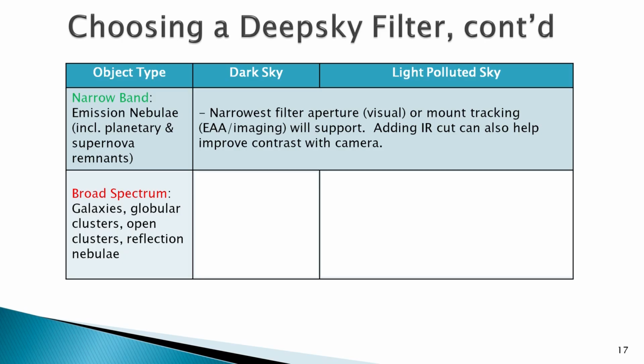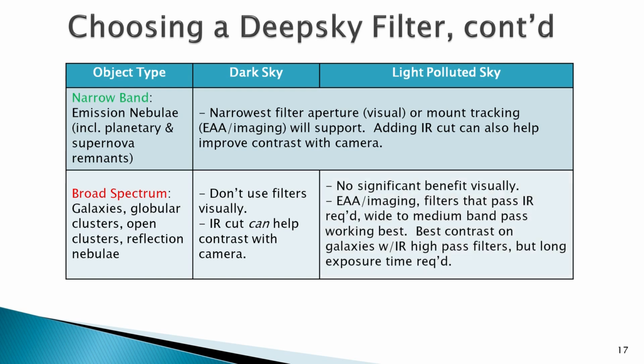If you are observing broad-spectrum objects from a dark sky, don't use any filter for visual observing. If imaging, an IR cut filter can help contrast, but the improvement is small. If visually observing broad-spectrum objects from a light-polluted location, I'm afraid there isn't a filter that can help. If using a camera, however, a wide to medium broadband filter that passes infrared works best. If you're using a monochrome camera, an even better contrast can be achieved using an infrared high-pass filter, although long exposure times will result.